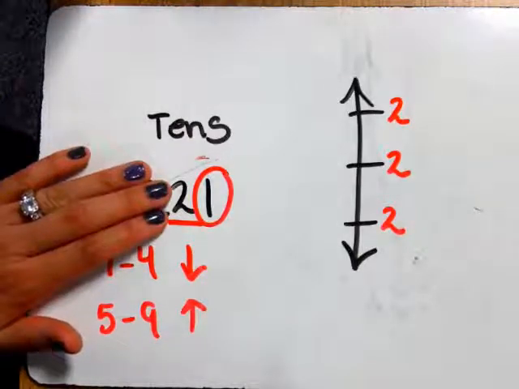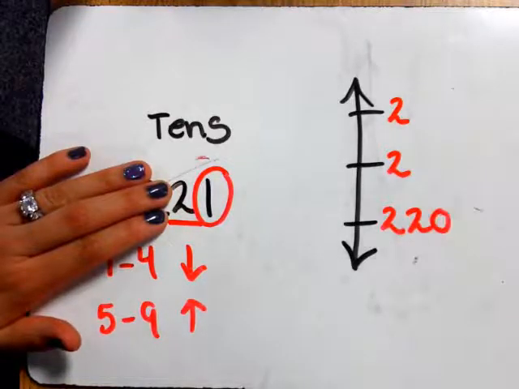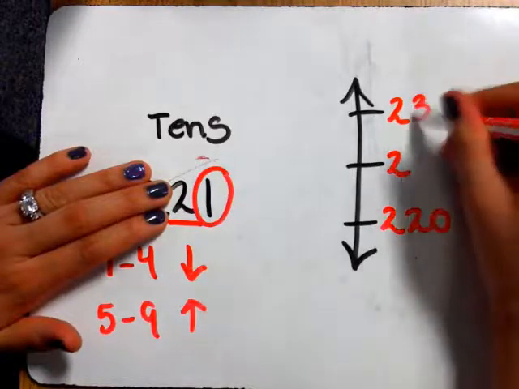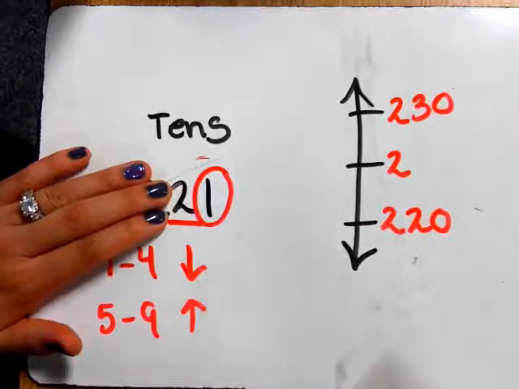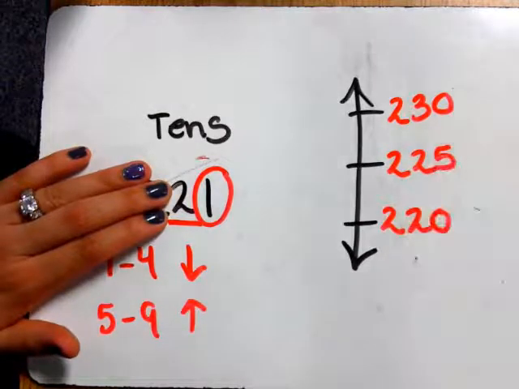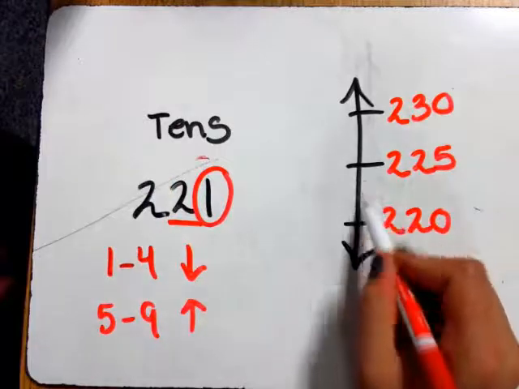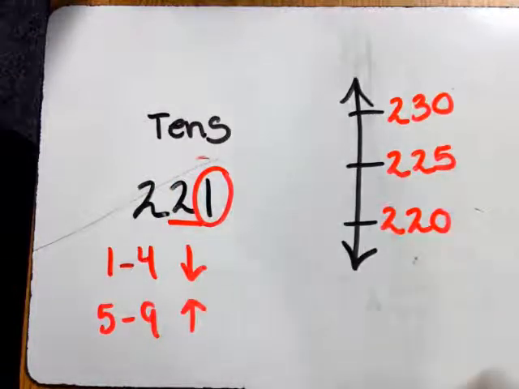Well, what 2 tens is 21 in between? The low point is 220, and the high is 230, with the midpoint being 225. And always remember, there's still lines in between here. We're just not getting that detailed, but if you need to do that, do that.